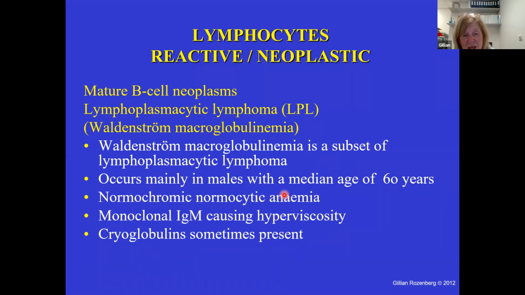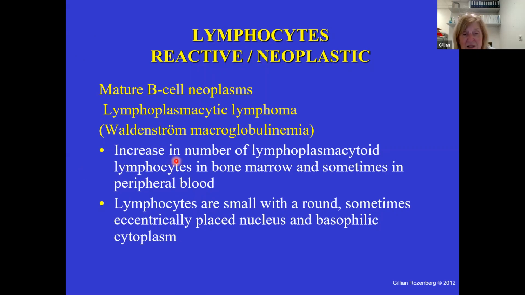It occurs mainly in males with a median age of 60 years. They have a normochromic normocytic anemia. They also have a monoclonal IgM causing hyperviscosity, so they often have a very high ESR, erythrocyte sedimentation rate, and they may have cryoglobulins present.